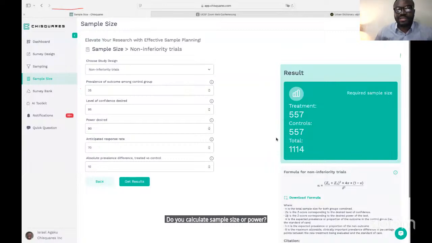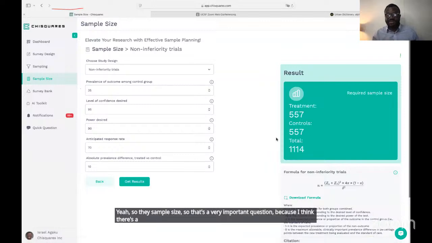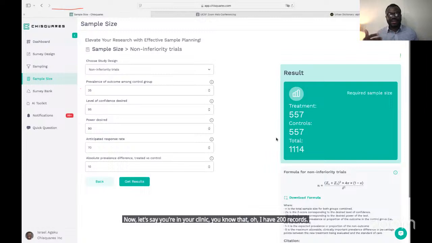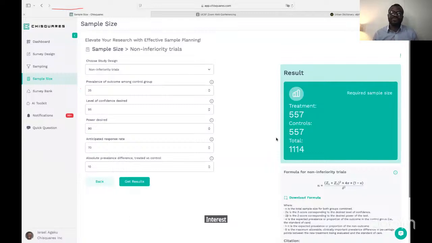Yeah, so the sample size, that's a very important question, right? Because I think there's a lot of misconceptions about retrospective studies. Let's say you're in your clinic, and you know that you have 200 records. Now, that 200 records is not the final source of truth. Sure, that's what you have, but that's not the interesting question. The interesting question is what is really needed, and is what you have enough?